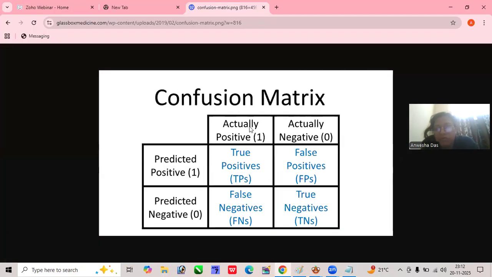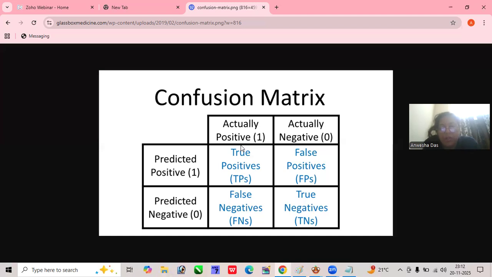Let me open the confusion matrix. Don't get confused by the confusion matrix. First of all, the case is actually true and the prediction is also true. What is the scenario? You are suffering from pneumonia, which is actually true, and your report is positive, which means it is predicting true as well. So this is the part of true positive: actually true and predicting true. Actually 1, predicting 1. That is the true positive scenario. I don't think you have any doubt about the true positive.